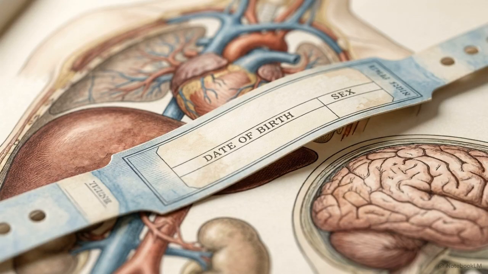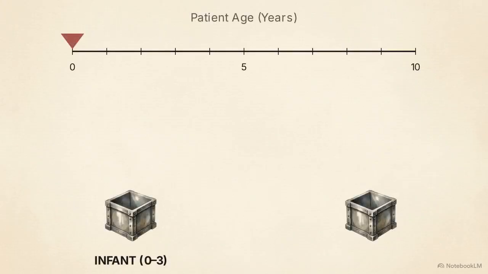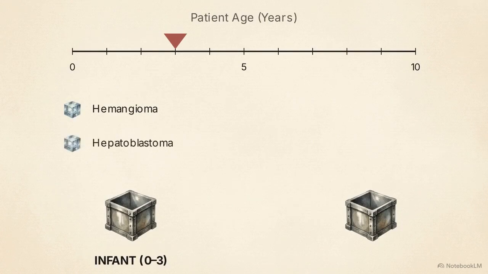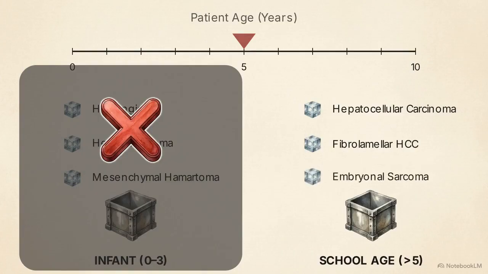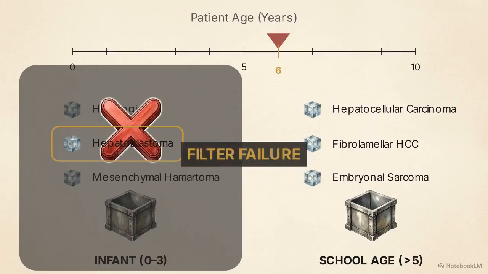Once morphology is set, the demographic anchor filters the remaining possibilities based on age and gender. Pediatric liver masses illustrate how time rewrites a differential diagnosis, creating two isolated buckets based on age. Between ages 0 and 3, the viable differential is restricted to hemangioma, hepatoblastoma, or mesenchymal hamartoma. Reaching the age of 5 invalidates the initial list. The viable options shift to hepatocellular carcinoma, fibrolamellar HCC, or embryonal sarcoma. Diagnosing a 6-year-old with a hepatoblastoma is a failure of the demographic filter.